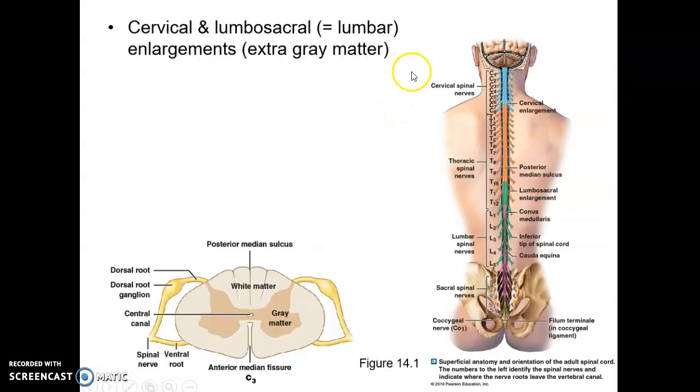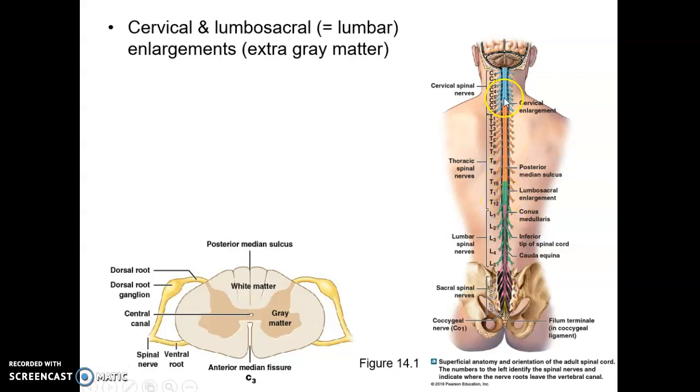All right, so the spinal cord has certain areas where it's thicker or wider, and there's the cervical and lumbosacral or lumbar enlargement. So not super obvious here, but it's a little thicker. There's the cervical enlargement, cervical because it's right in the neck area. And then here's the lumbosacral, sometimes called the lumbar enlargement, the top of the lumbar area.